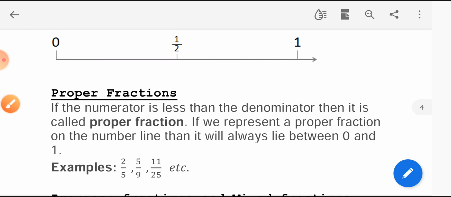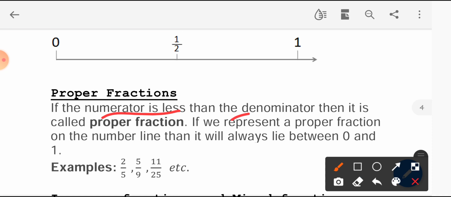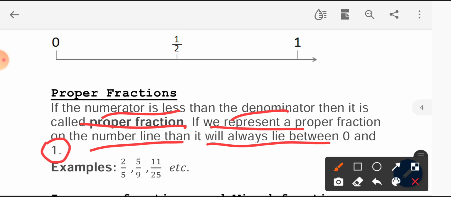Now proper fraction. This is a type of fraction. So let us see what we mean by proper fraction. If the numerator is less than its denominator, then it is called a proper fraction. If we represent a proper fraction on the number line, then it will always lie between 0 and 1. You can see that proper fraction means where the numerator is always less than the denominator. It means it will always come between 0 and 1 only. It is not greater than 1.